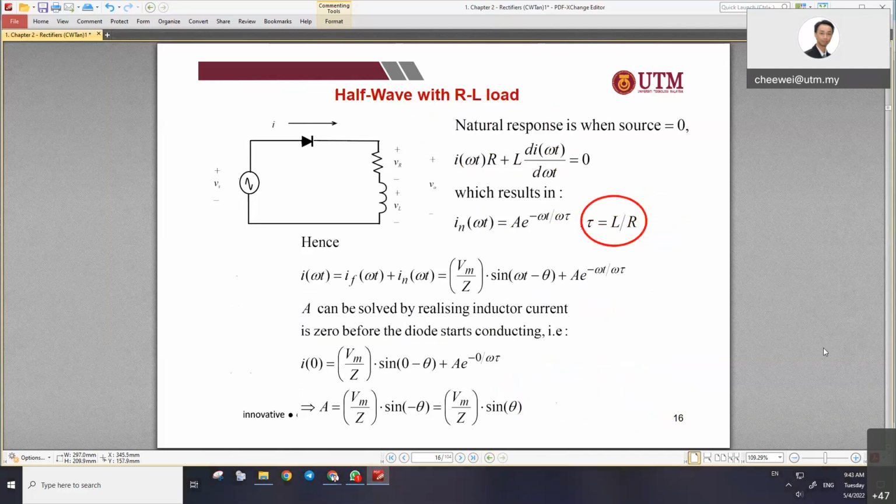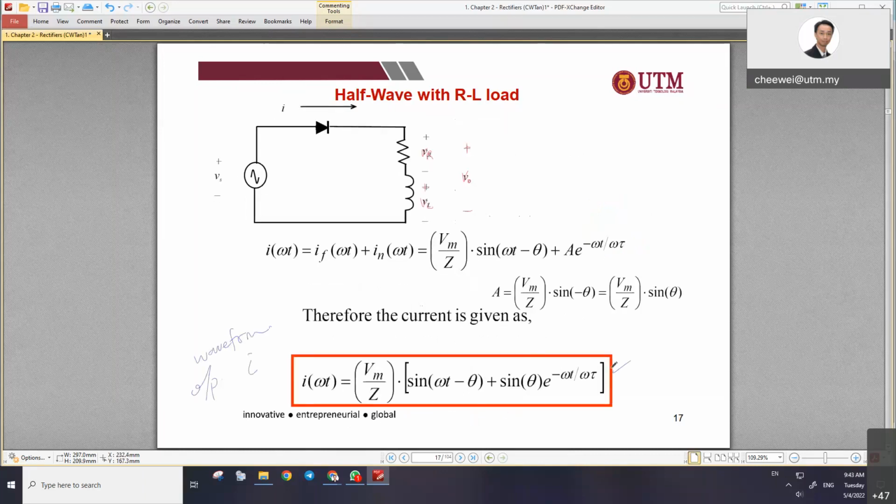And what about tau? Tau is the time constant during the natural response. Do I need to remember? Yes, you need to remember because it's one of the parameters inside the long equation. So tau equals L over R. So there are a few equations that you need to remember: tau, theta, and Z. Vm, you know that is from VRMS. You can obtain that.